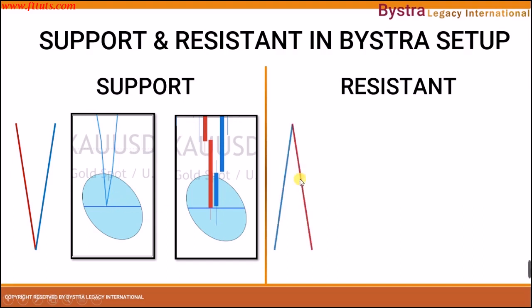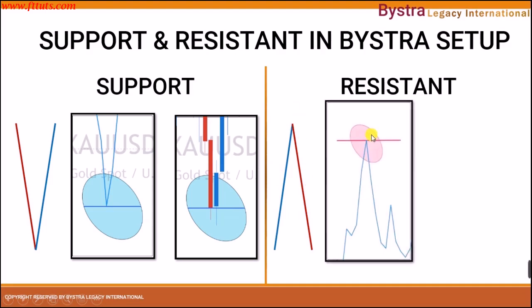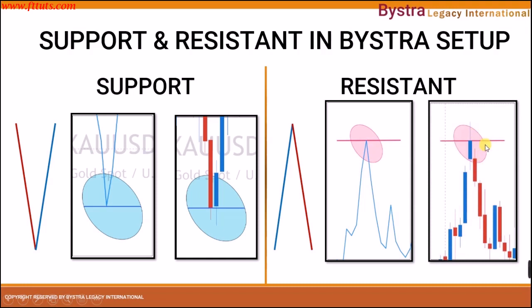Next, the resistance is the capital letter A. So the capital letter A will be our resistance. If we change it to the line chart, it will look something like this. See, this is a very sharp A. So we mark the horizontal line at the edge of the A, as highlighted in this ellipse shape here. So this is also considered a strong resistance. If we move to the candlestick chart, it will look something similar like this.